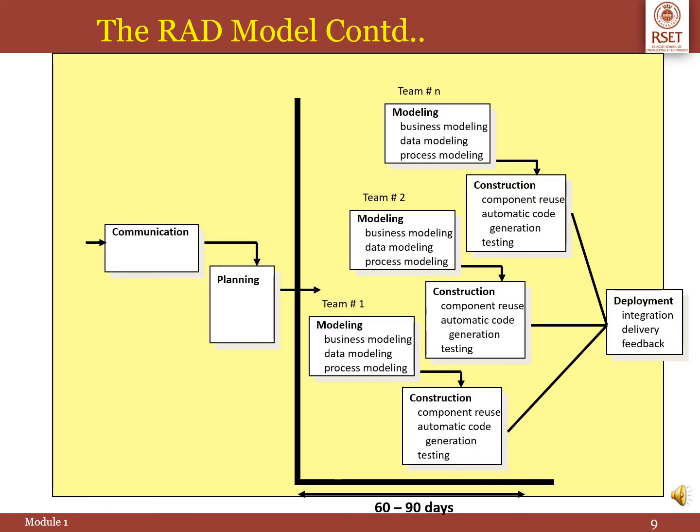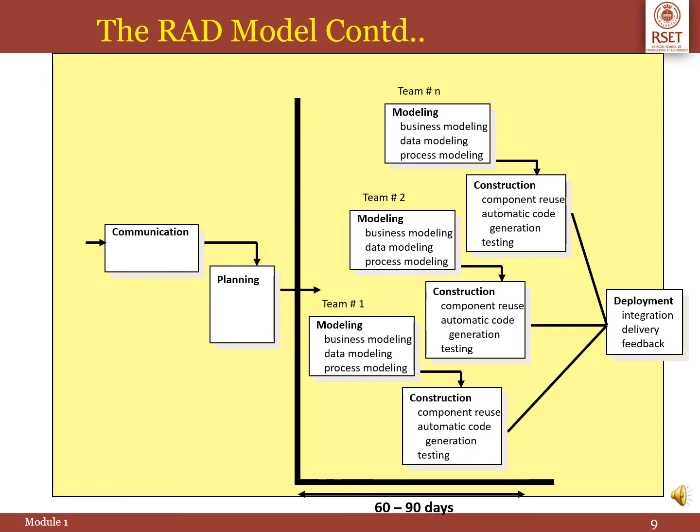The figure shows the RAD model. The phases in the rapid application model are business modeling, data modeling, process modeling, application generation, and testing and turnover. In business modeling, the information flow is identified between various business functions. In data modeling, information gathered from business modeling is used to define data objects. Next is process modeling. In process modeling, data objects defined in data modeling are converted to achieve the business information flow to some specific business objectives.